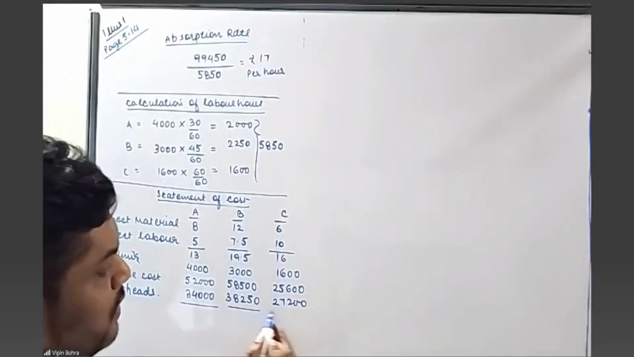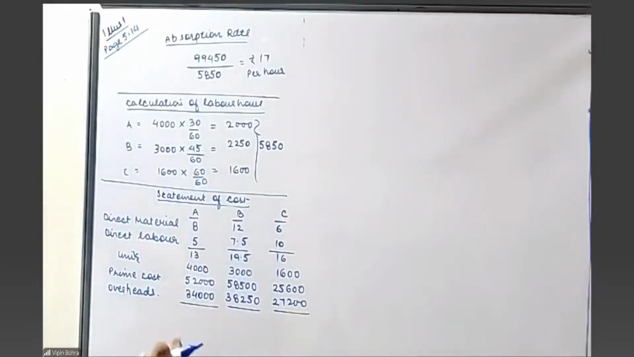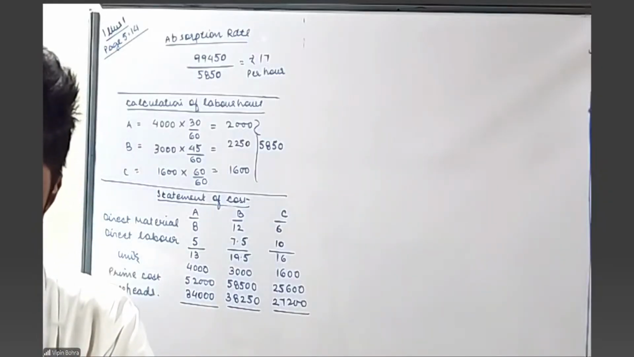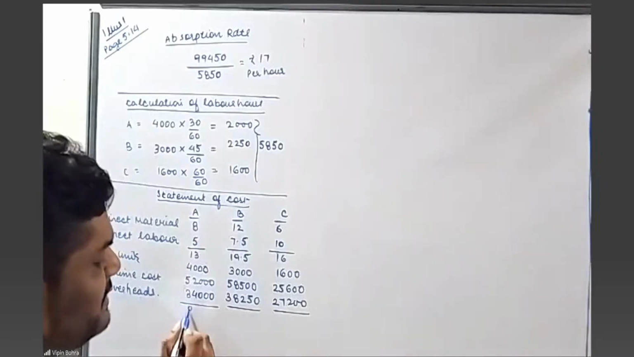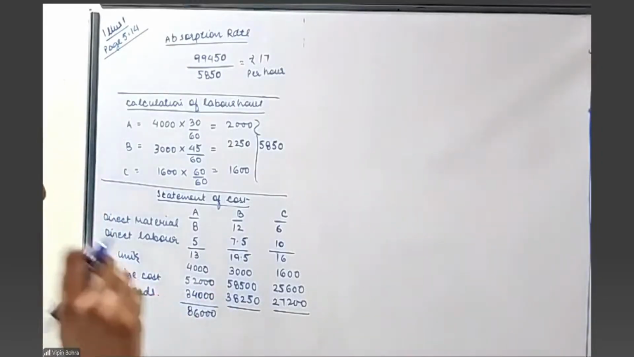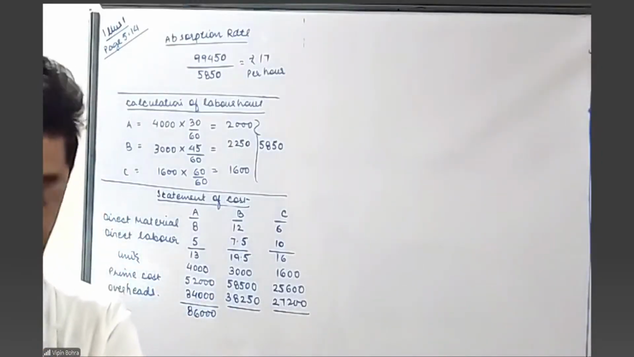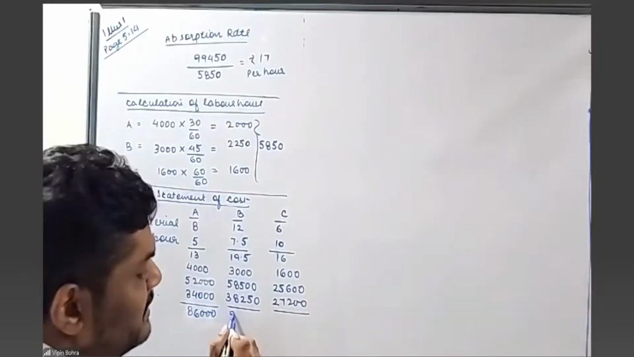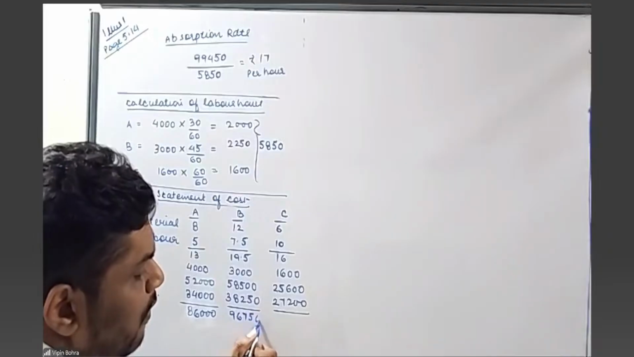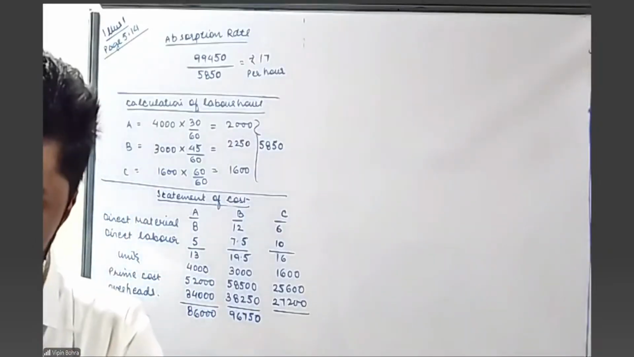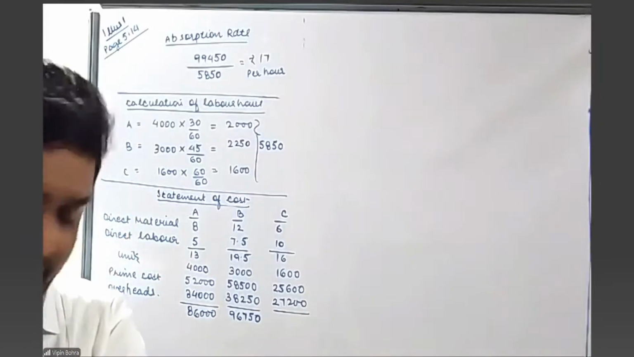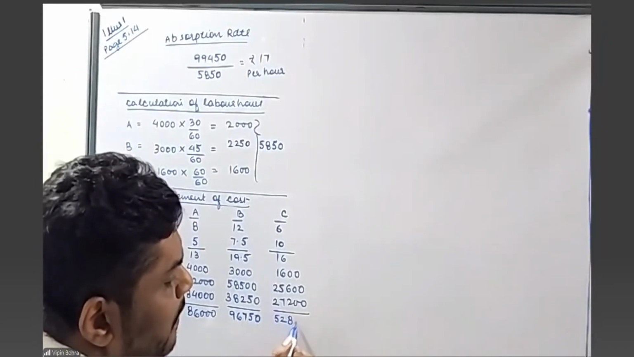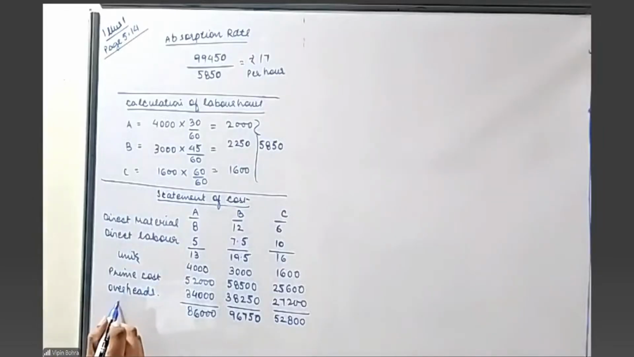So this will be my total overheads. 52,000 plus 34,000, so this will be 86,000. 58,500 plus 38,250, this will be 96,750. 25,600 plus 27,200, so this will be 52,800. So this is the total cost.